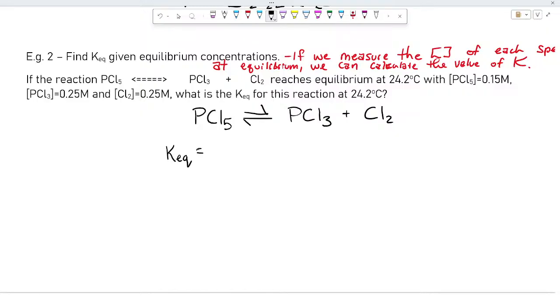So you're going to have to write that law of mass action equation, and you're going to use that equation to tell me the value of K.